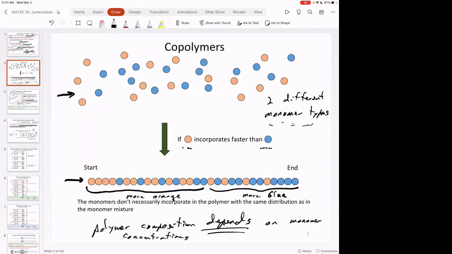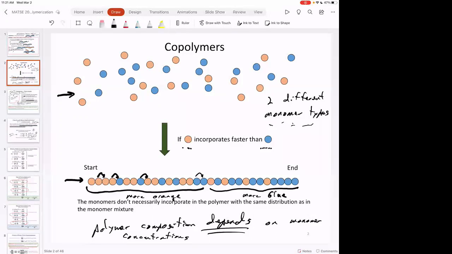So you can see orange monomer reacting with orange monomer here. You can see orange monomer reacting with blue monomer here. Blue monomer reacting with orange monomer here. And orange monomer somewhere, and blue monomer is going to react with blue monomer. And so this depends on the chemistry of the active center and the chemistry of the monomers. And we're going to describe those things quantitatively.